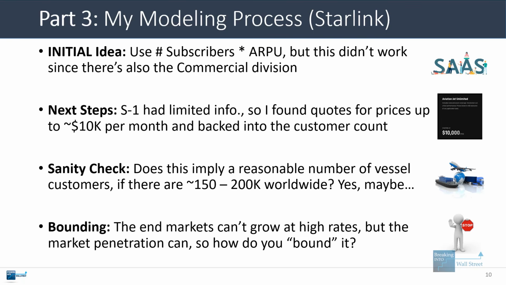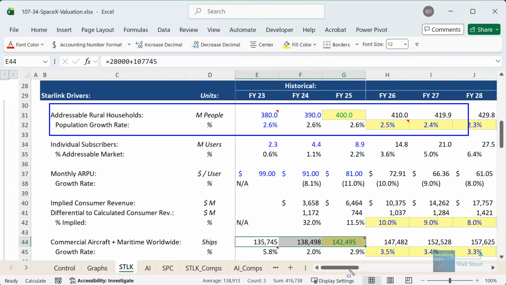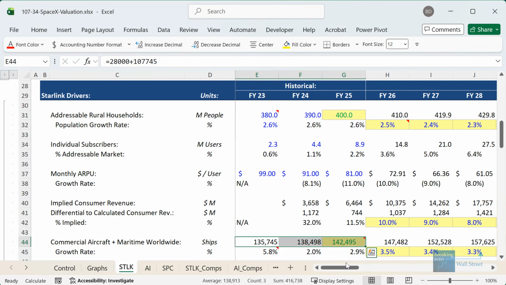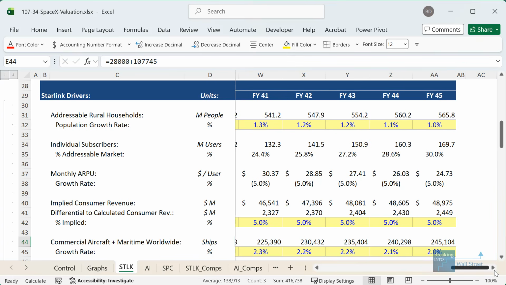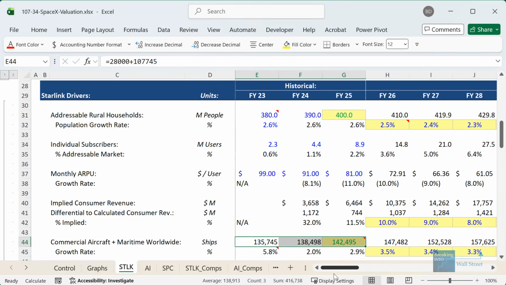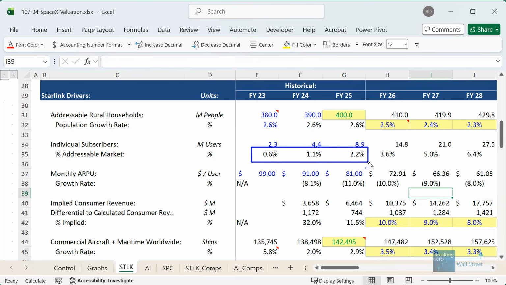Now, the other thing you have to be careful about is with a high growth company like this, no market or market share can grow at a high rate forever. We know that the number of rural households that Starlink can potentially sell to is not going to grow at a very fast rate. We're talking 1, 2, 3% growth per year. So that part is set. What's less clear though is the market penetration, because this has been going up a lot, 0.6% to 1.1% to 2.2%. So in some years it appears to be doubling. But of course, this is not going to last forever.